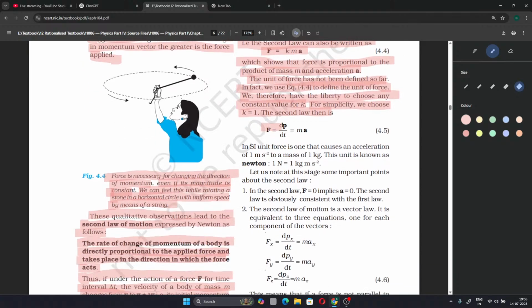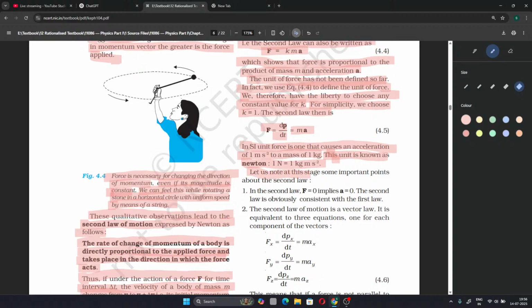Force equals dP by dt, which equals mass times acceleration. In SI units, the unit of force is that which causes an acceleration of 1 meter per second square to a mass of 1 kg. That is defining the force unit. This unit is known as a Newton. 1 Newton equals 1 kg meter per second square.